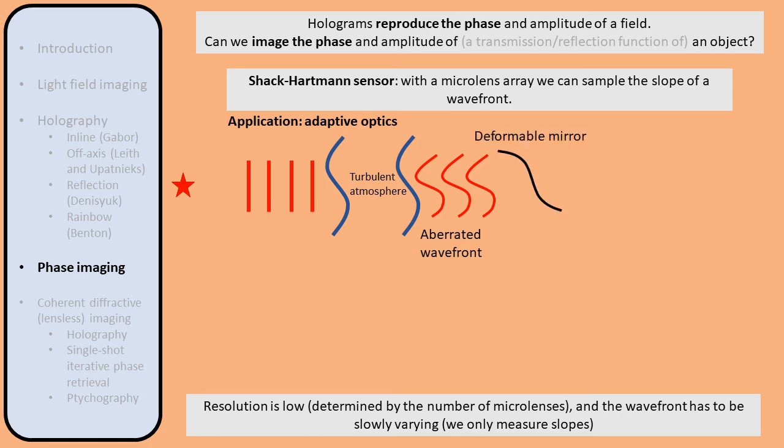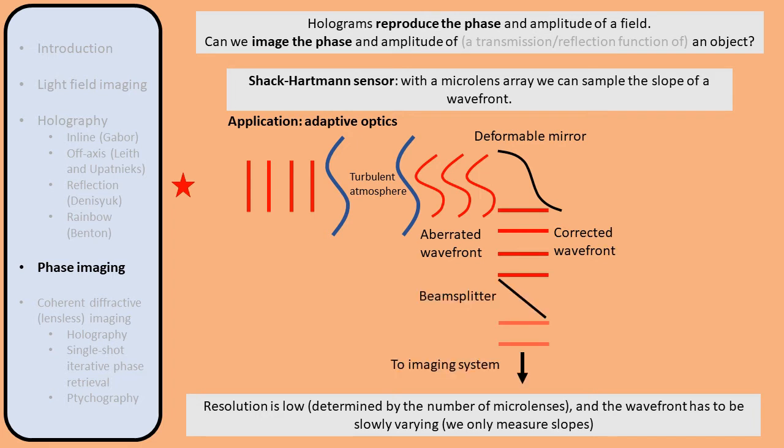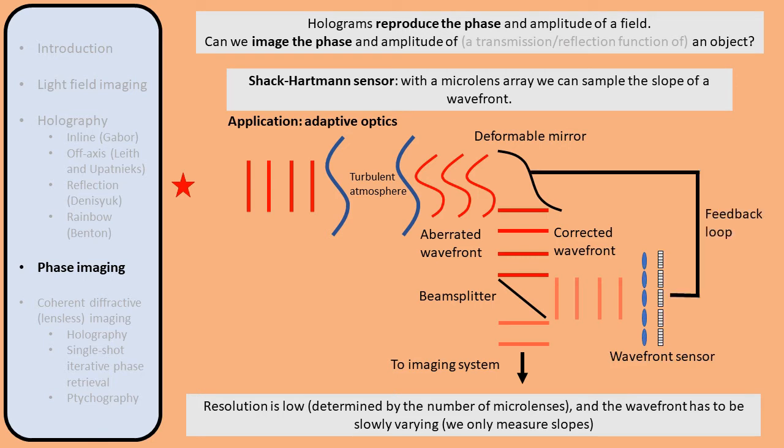We can use a deformable mirror to correct the distortions in the wavefront. This corrected wavefront is used to create a clean image, but we also have to continually check whether the applied aberration correction is still correct, and update it if necessary. To do this, a portion of the corrected wavefront is sent to the wavefront sensor, where the aberrations are measured and used to update the shape of the deformable mirror.